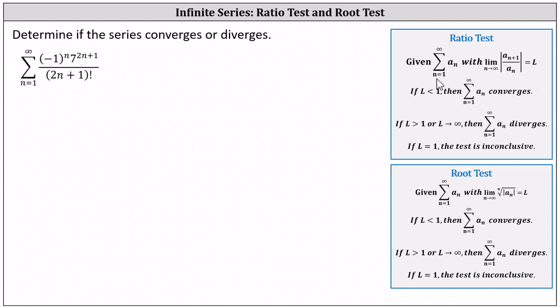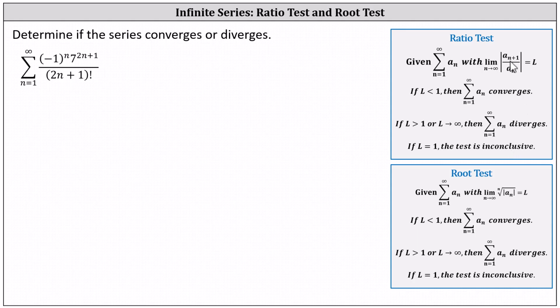We're given the sum from n equals 1 to infinity of a sub n, with the limit as n approaches infinity of the absolute value of a sub n plus 1 divided by a sub n equals L. If the value of the limit L is less than 1, then the series converges. If the value of L is greater than 1 or approaches infinity, the series diverges. And if L equals 1, the test is inconclusive.